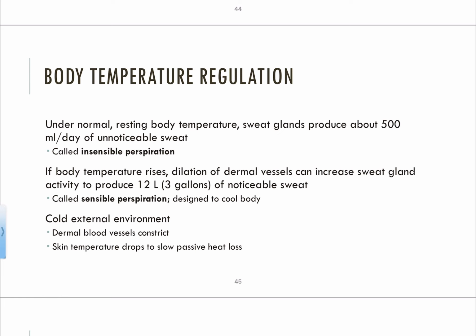However, if our body temperature rises or we're in an environment that's higher than our body temperature, we can produce up to 3 gallons or 12 liters of noticeable sweat. And this sweat that we can actually physically see, we call sensible perspiration. And the whole purpose of this is to keep our body from overheating and to cool our body. If we're placed in a cold environment, so we're outside and say it's like 60 degrees or colder, our dermal blood vessels, our blood vessels that are in our dermis, they're going to constrict or get smaller. And this is going to allow our skin to slow the loss of heat.